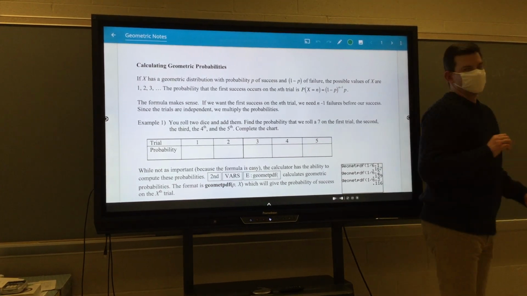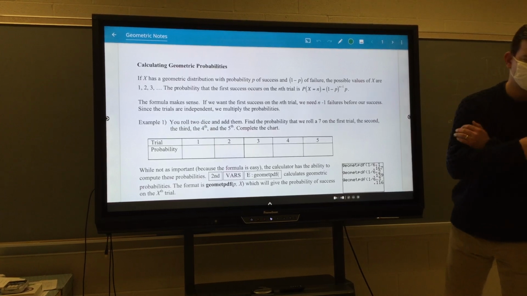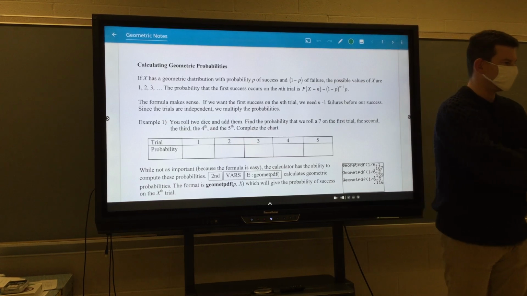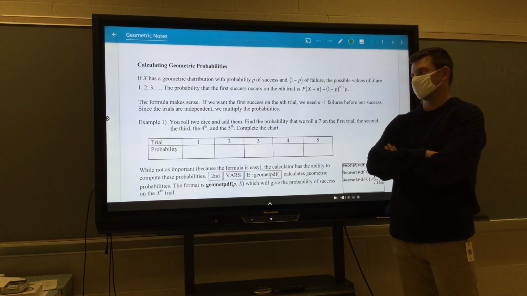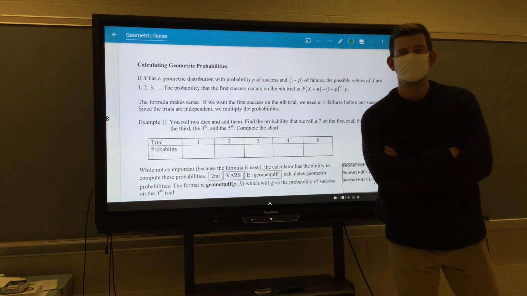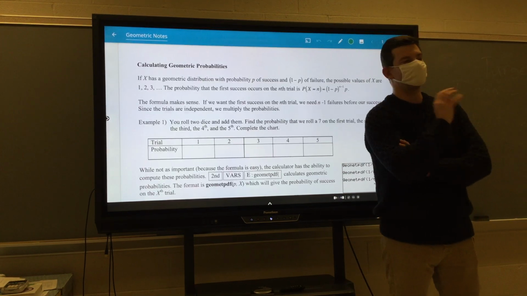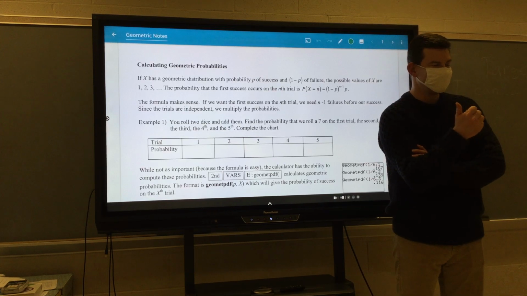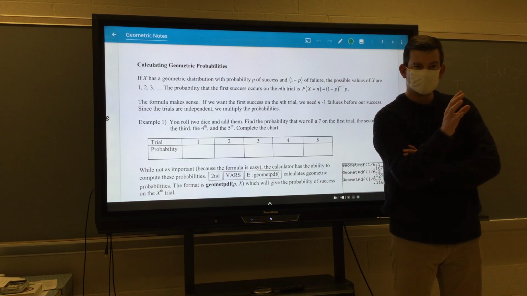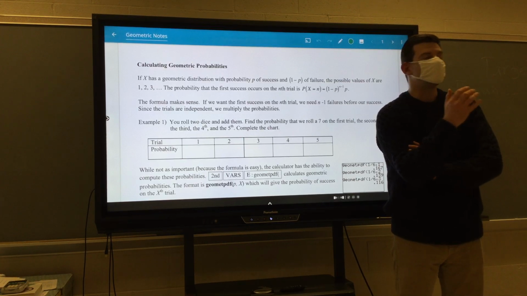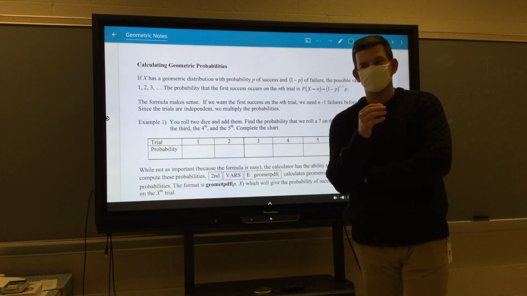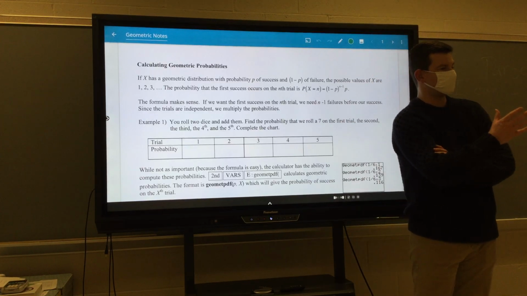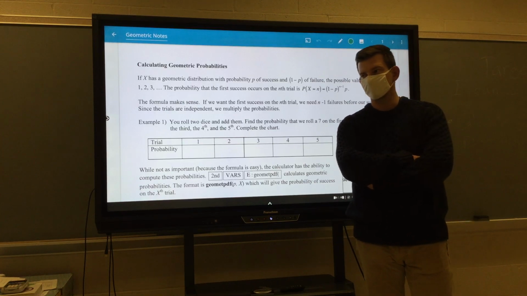So with geometric probability, we're going to find a lot of similarities between geometric calculations and binomial calculations. And we started with binomials by saying that we need to satisfy 4 conditions. We need a success or failure. We need a set number of observations. We need independence between all of our observations. And lastly, we need a set probability of success for each of our observations.